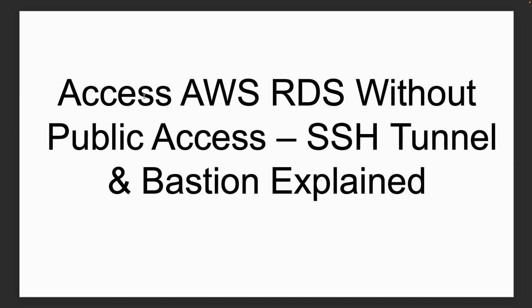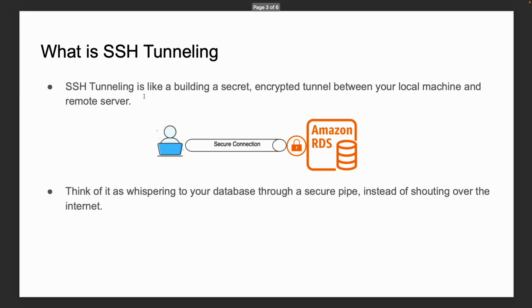Before we directly jump into the demo, let's understand what SSH tunneling is. SSH tunneling is like creating a secret pipe from your laptop to a remote server. In our case, it's an RDS database instance. Instead of connecting directly to the database over the internet, you send your request through an SSH connection that forwards it to the local port of your database port inside AWS. Think of it as whispering to your database through a secure pipe instead of shouting over the internet.